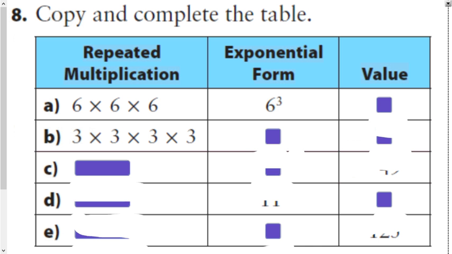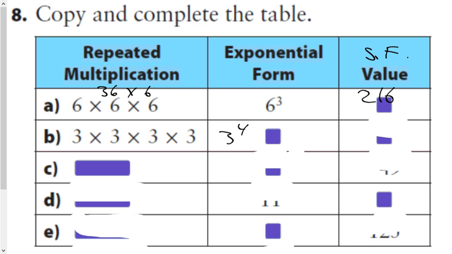Question number 8 is simply complete the table that we've already worked on. So value is another way of saying standard form. So 6 times 6 times 6 is 36, and 36 times 6 is 216, so a standard form value of 216. 3 times 3 times 3 times 3 is 3 to the exponent of 4, or in standard form 81.